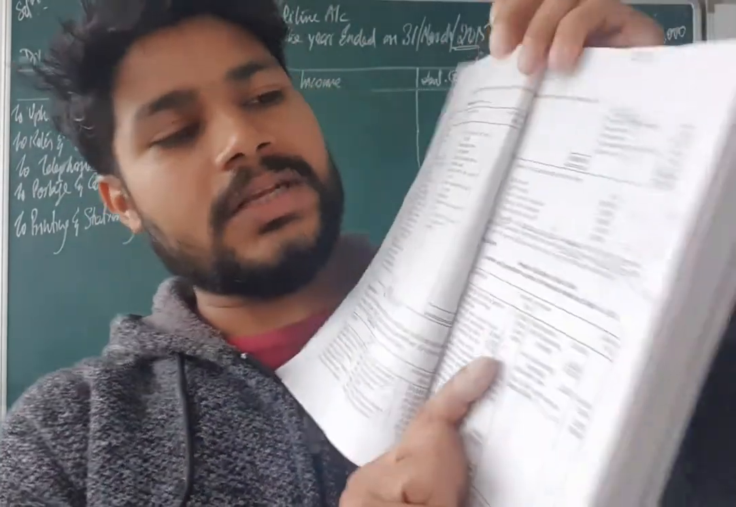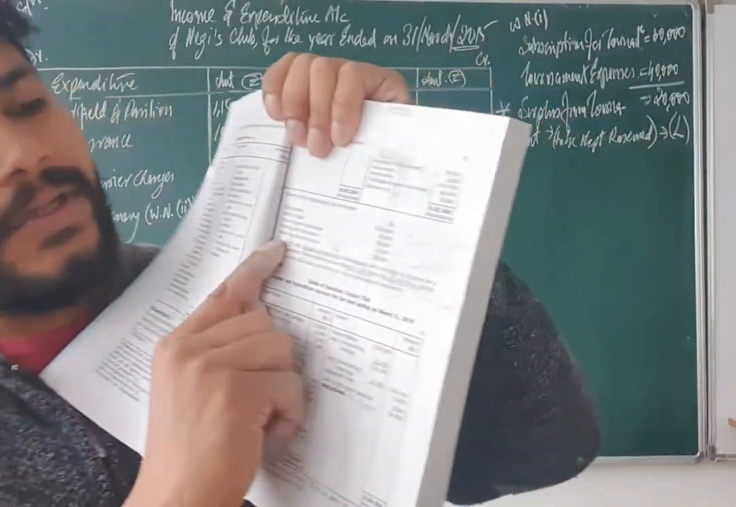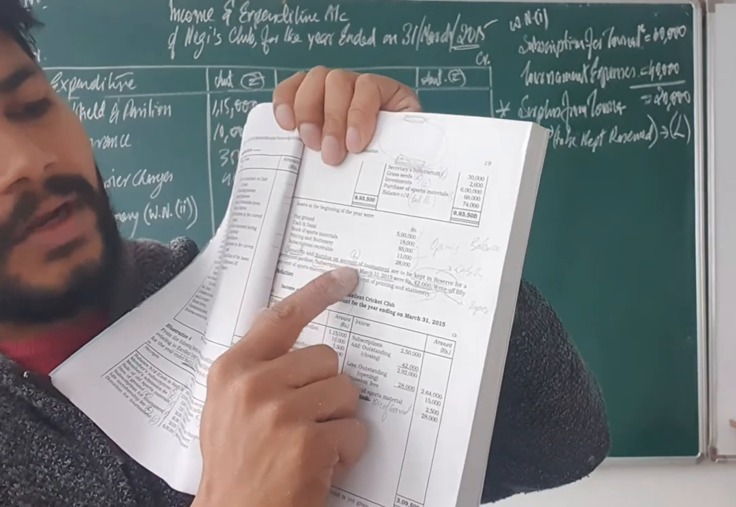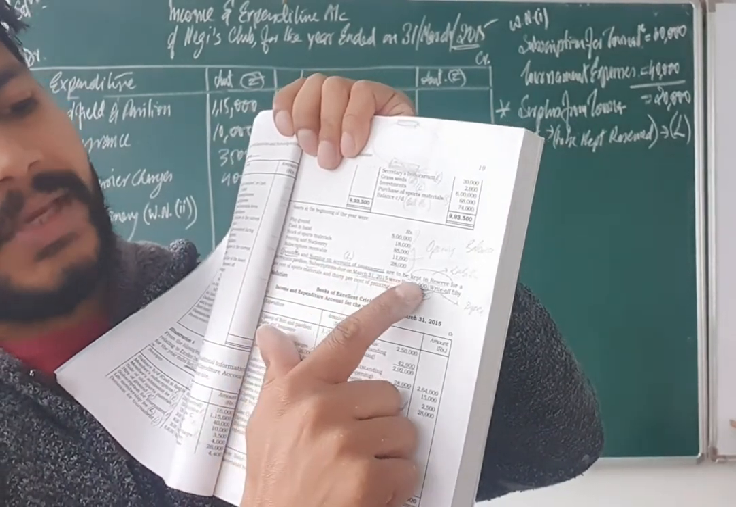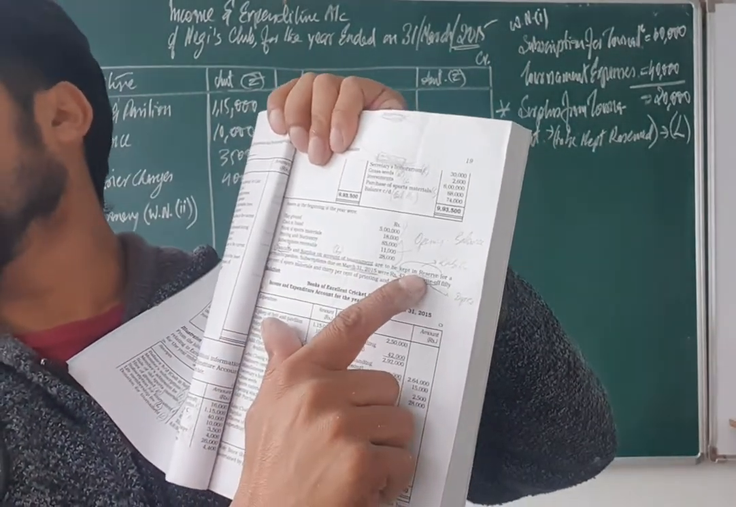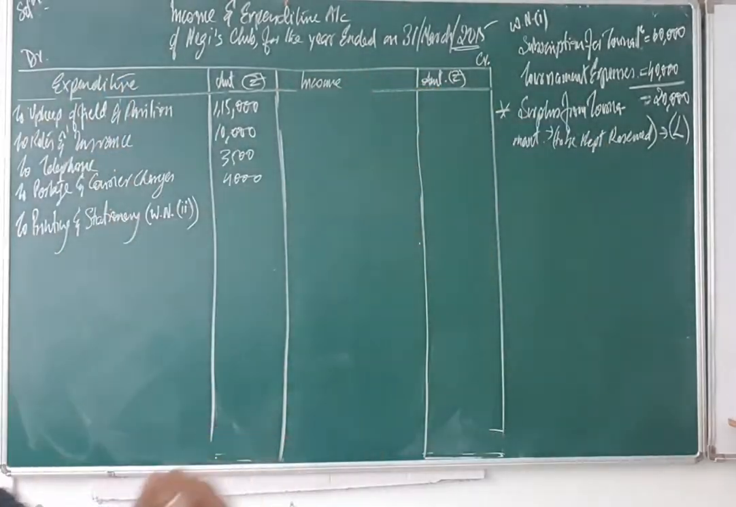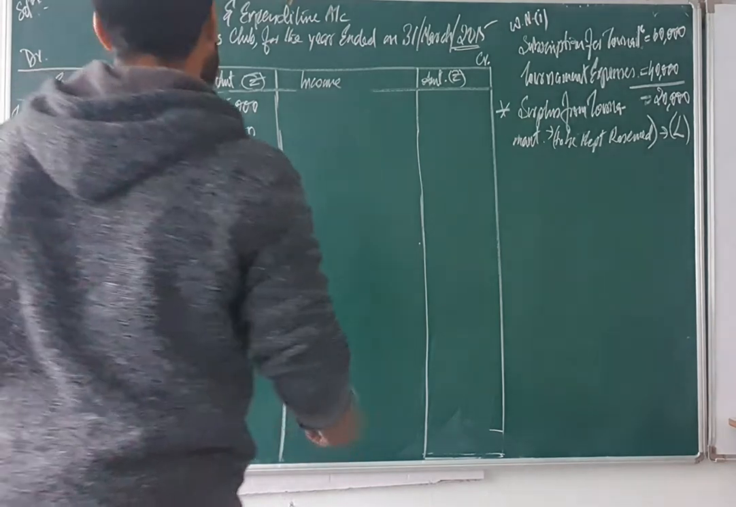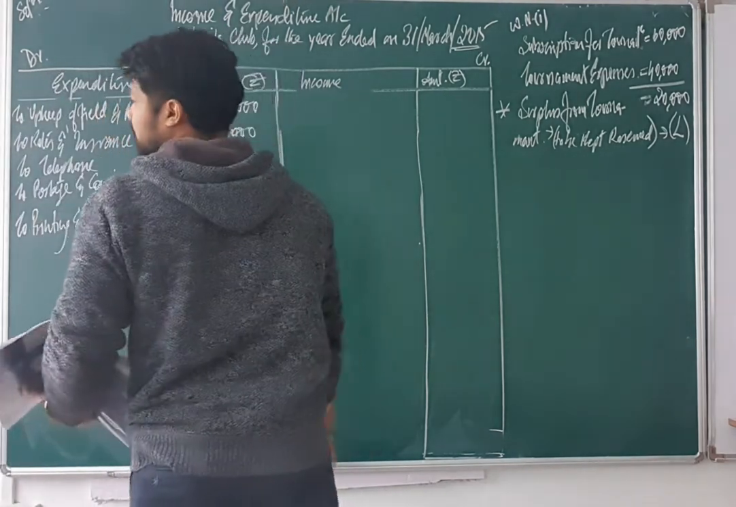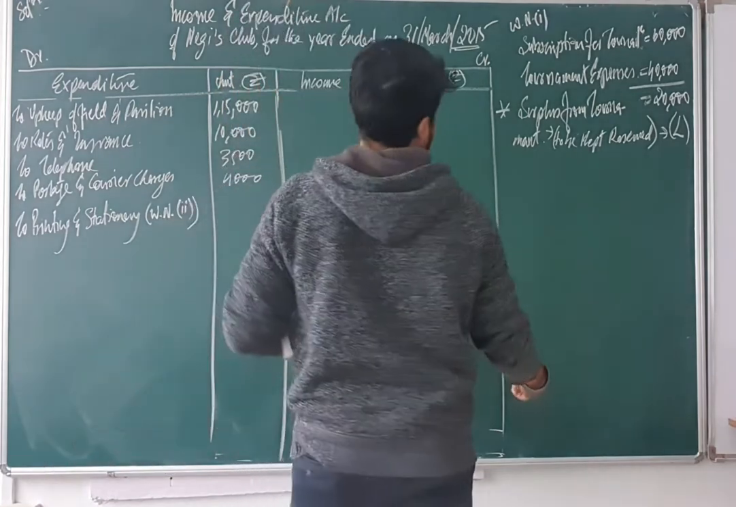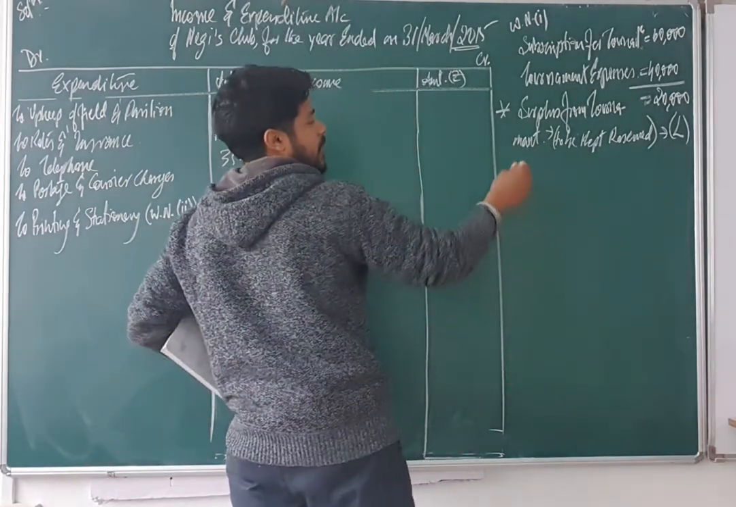And the question says at the end, you can see what they're saying: donations and surplus on account of tournament are to be kept in reserve. This means you have to create a reserve, which is supposed to be on the liability side. This is what I have done. I am not supposed to write here the expenses for tournament as previously we were writing. Now we are not, because we have to keep it as a reserve.